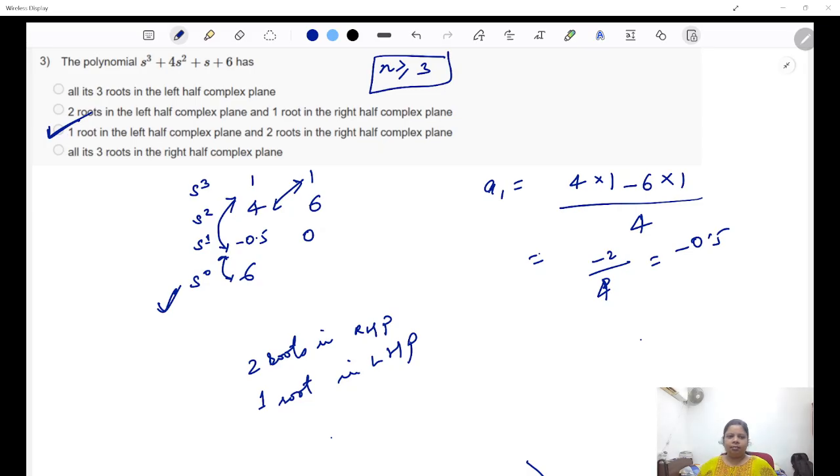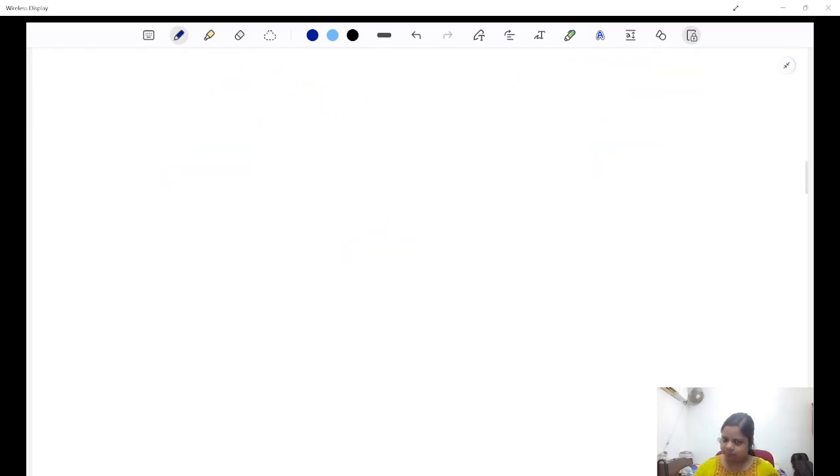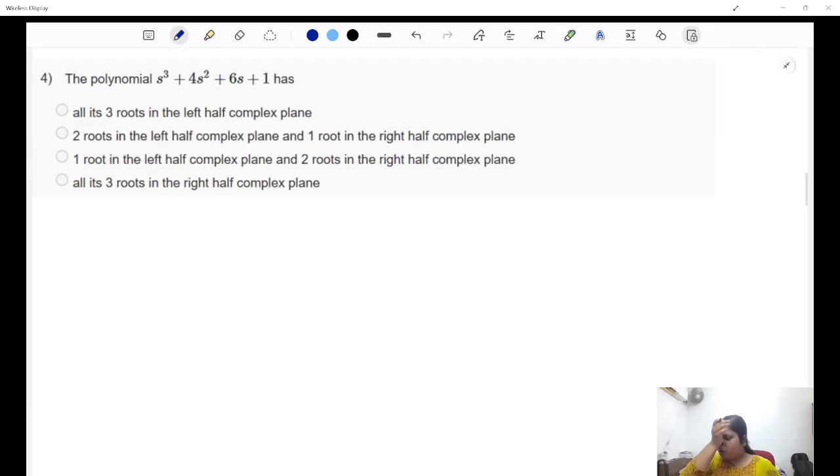I hope this is clear. Okay, let's move to the next question. The polynomial s cube plus 4s square plus 6s plus 1 has how many? Let's construct the array again. S cube, s square, s to the power 1, s to the power 0: 1, 4, 6, 1.